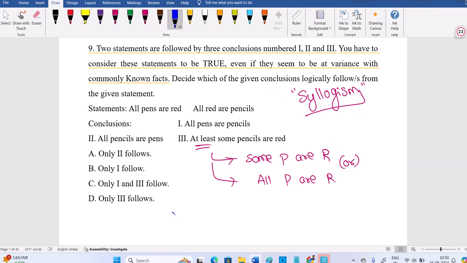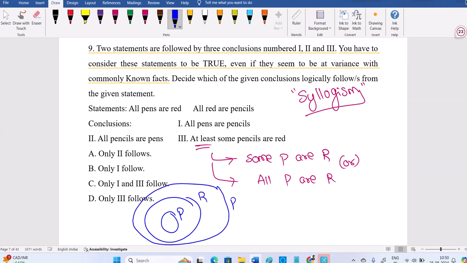Right, so if you draw the diagram, all pens are red, all red are pencils. This is one diagram. The other diagram, all pens are red, all red are pencils. So if you check it out, first one is definitely true here. Here also true. All pens are pencils. First one true in both cases. Second one, all pencils are pens. Here this is pencils area, but not there in the pen. Second one fails. Here second one true, all pencils are pens is true.